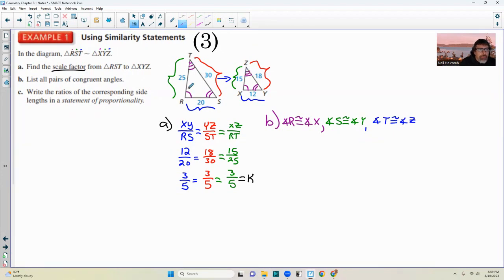put 3. And then finally, part C, it says write the ratio of the corresponding side lengths in a statement of proportionality. Okay, so I've already done that. When you're doing finding K, this is part C. Right there. I always like to just do it all at once, finding the proportionality. When you find the scale factor, if you list them all first, then you're writing the ratio of corresponding side lengths in the statement of proportionality at the same time. Okay, so now that I've done this, you should be able to do problem number 3 in your exercises.